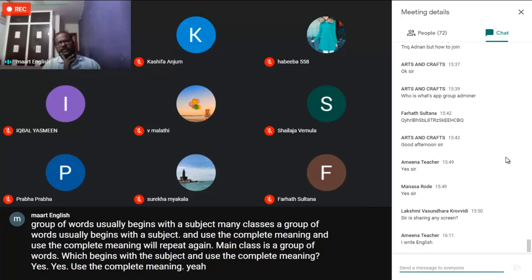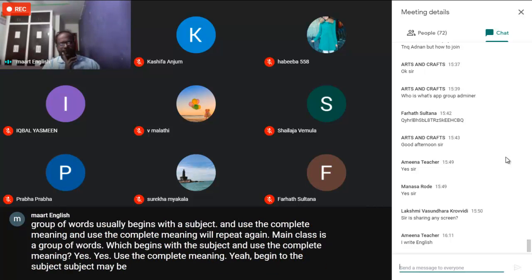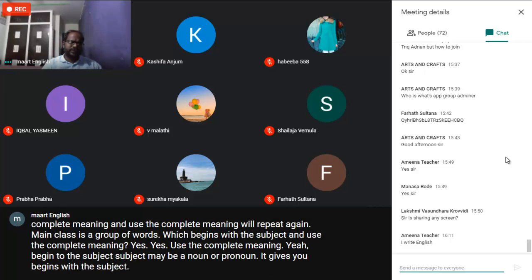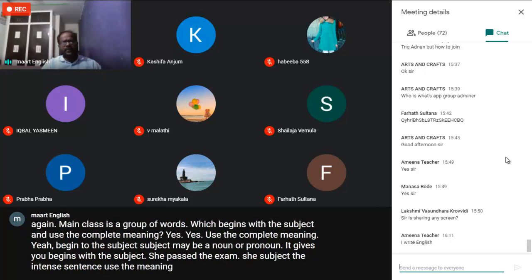Yes, it begins with the subject. Subject may be a noun or pronoun. It begins with the subject. Yes. She passed the exam. She, subject; the entire sentence gives the meaning. Lata passed the exam.